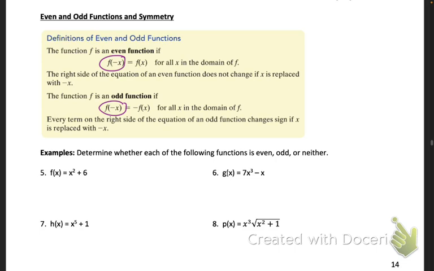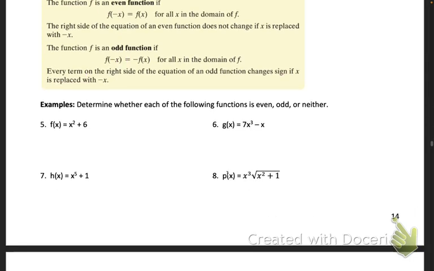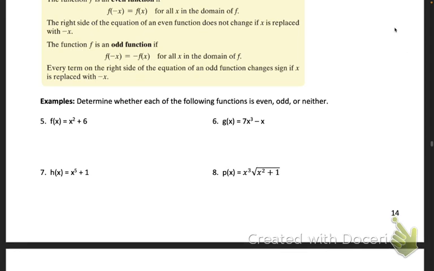F is an odd function if f of negative x gives you the opposite of f of x. That means that every term of an odd function changes sign. If 3 terms change a sign and 1 stays the same, it's neither. It has to be all or nothing, okay? So here's how we can kind of test that. So here are some examples here. So for each one of these, the test is going to be to find f of negative x.